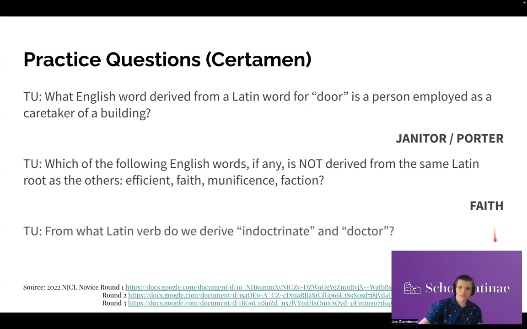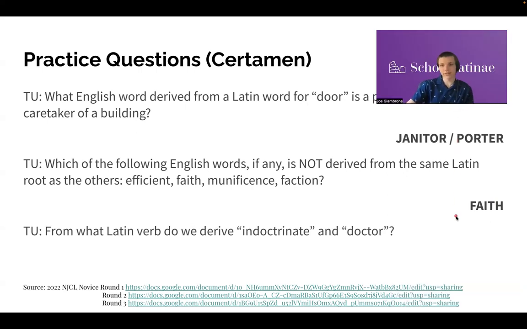And the last kind of question you might see is like asking for the actual root here. So the root of indoctrinate and doctor is dokeo, which means to teach. Originally a doctor, nowadays we often think like a medical doctor, but originally a doctor is just any sort of learned individual who has been taught a lot of things. And of course, indoctrinate is really the extreme version of teaching, as sort of brainwashing kind of thing. But they are both ultimately from dokeo, to teach.